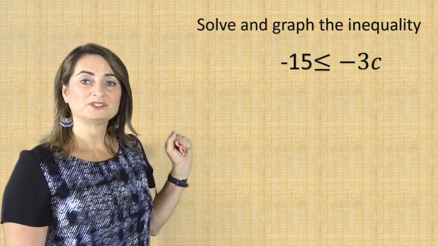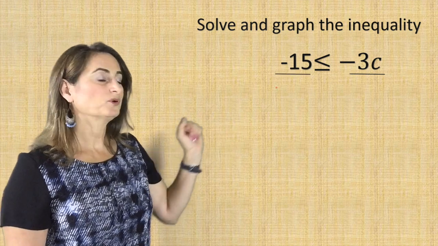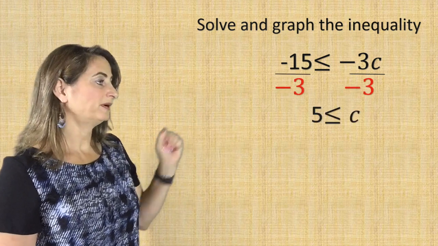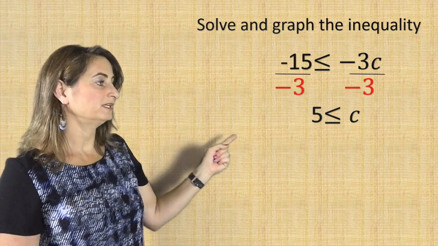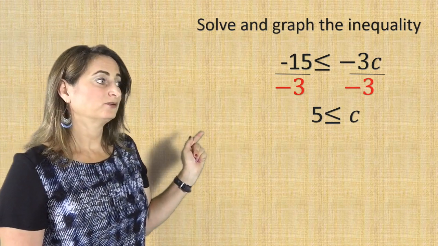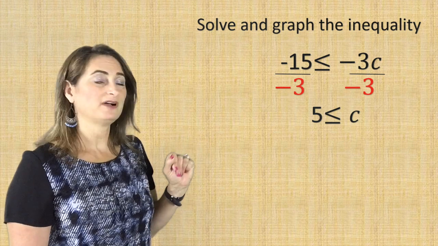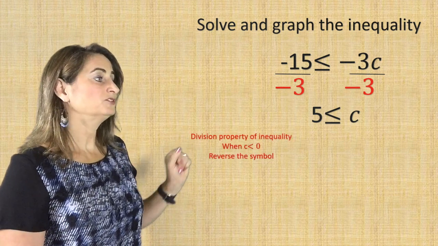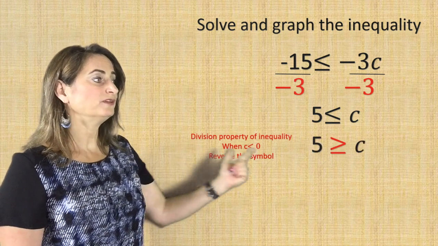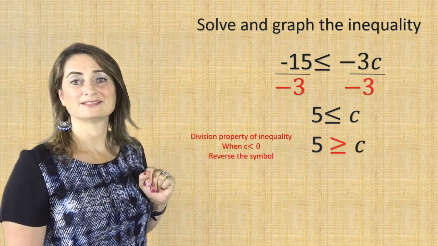The division property of inequality: divide both sides by -3, and then simplify. -15 divided by -3 is 5, less than or equal to C. Since I'm dividing by a negative number for an inequality, we need to reverse the symbol. So 5 is more than or equal to C.